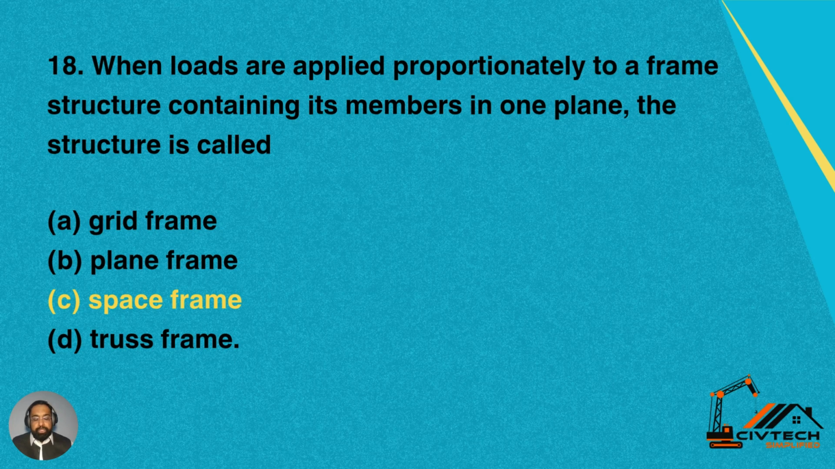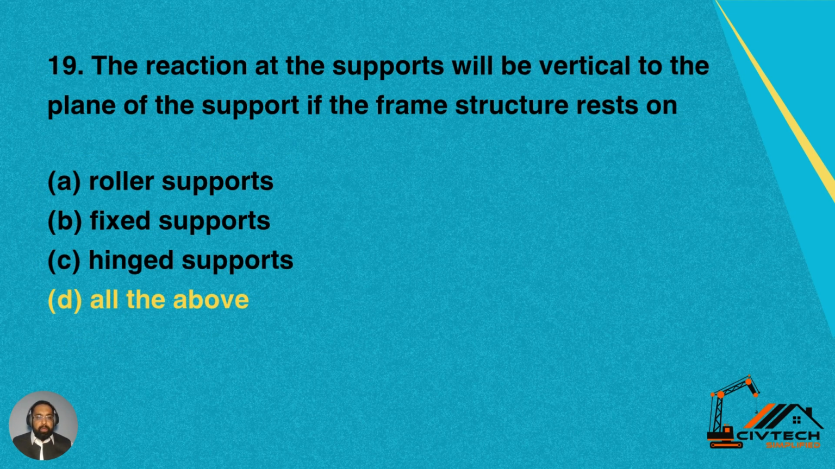Question 18. When the loads are applied proportionately to a frame structure containing its members in one plane, the structure is called: option A, grid frame; option B, plane frame; option C, space frame; option D, truss frame. So the answer for this question is space frame. C is the correct option for this question.